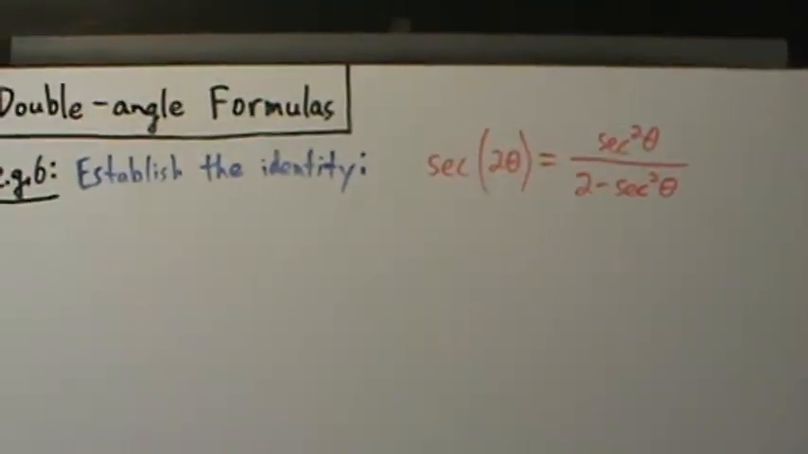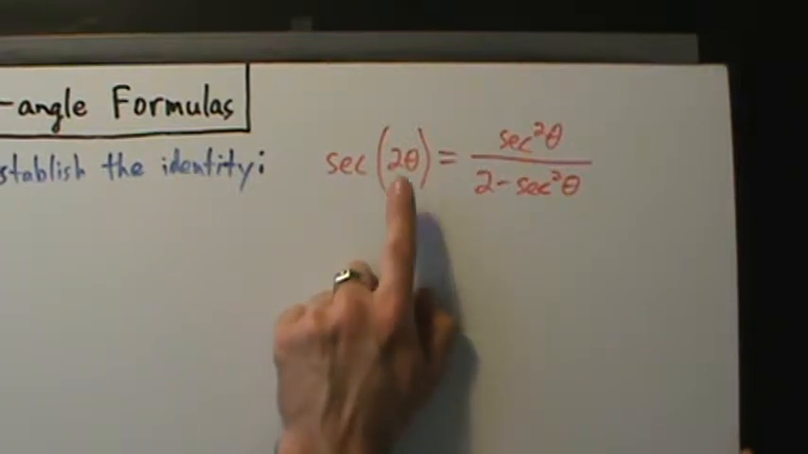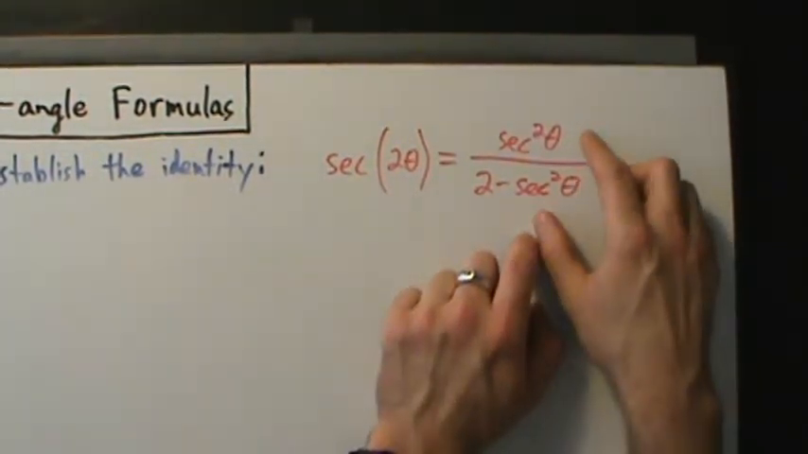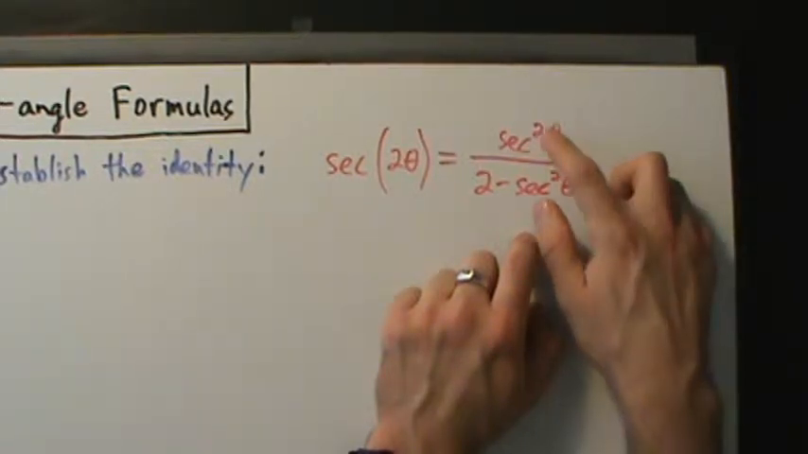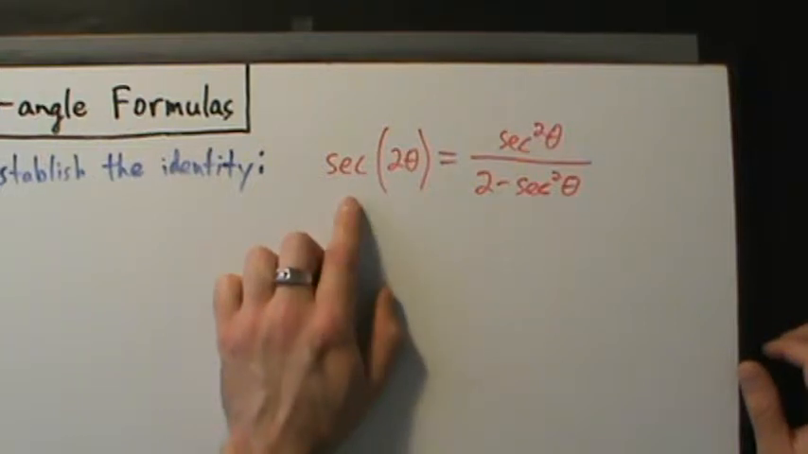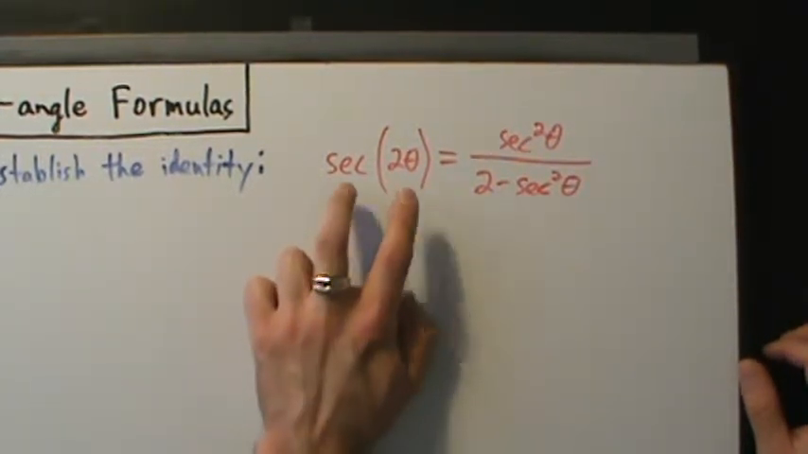So we're talking about double angle formulas, so here's our double angle, secant of 2 theta, and then here's the other side. This other side I think is a little more complicated because we have division, we have things being squared, there's some subtraction here, and over here all we have is one trig function of a double angle. So that's not really that complicated.